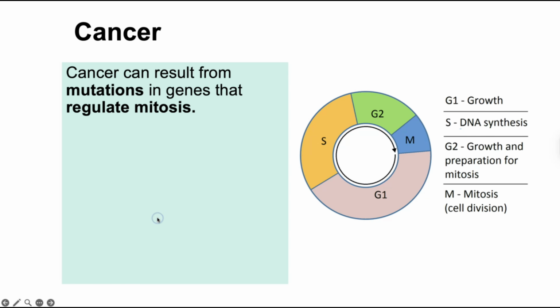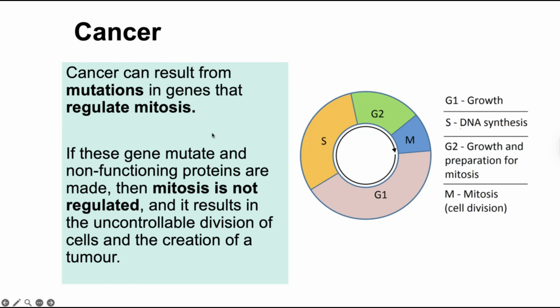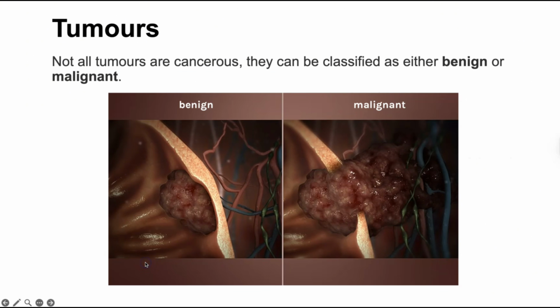So this then follows on to cancer. And cancer can result from mutations in genes that are responsible for controlling and regulating mitosis, as well as we're going to have a look at the role of epigenetics as well. But first of all, if these genes do get a mutation and a non-functioning protein is made, then that means mitosis is not regulated and you get uncontrolled mitosis or cell division, and that results in the creation of a tumour.